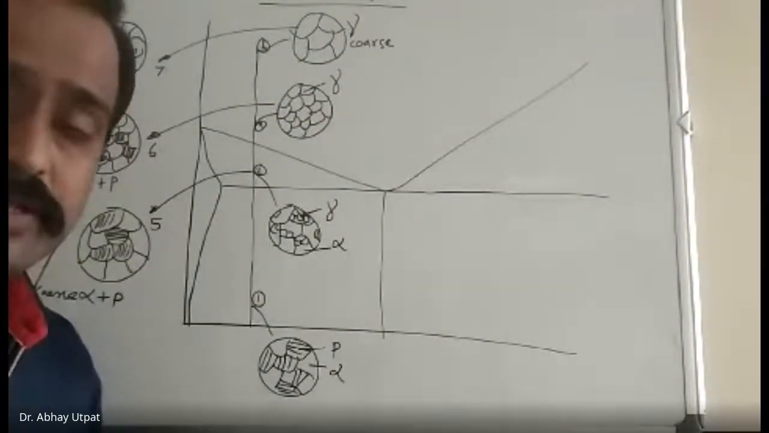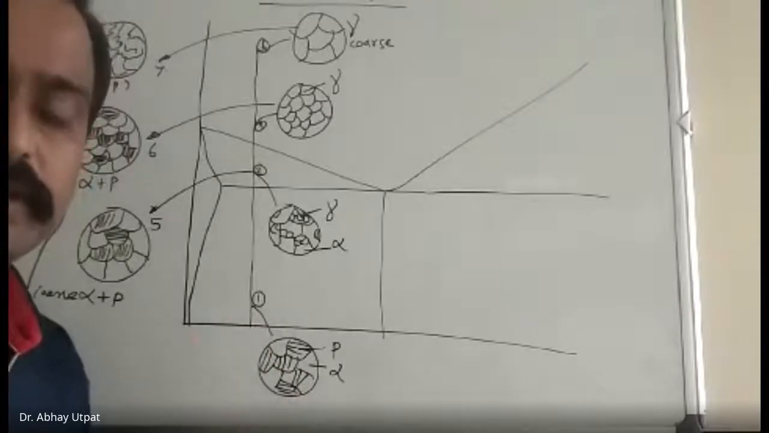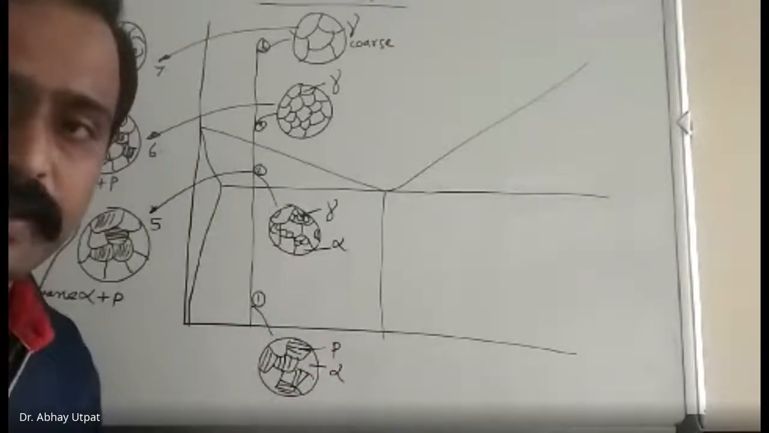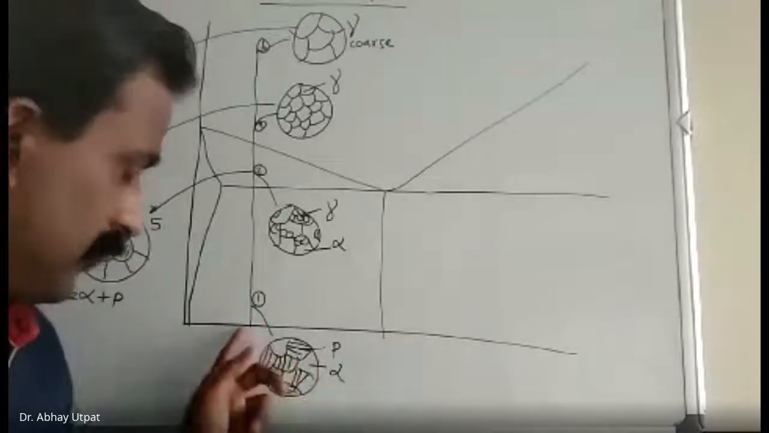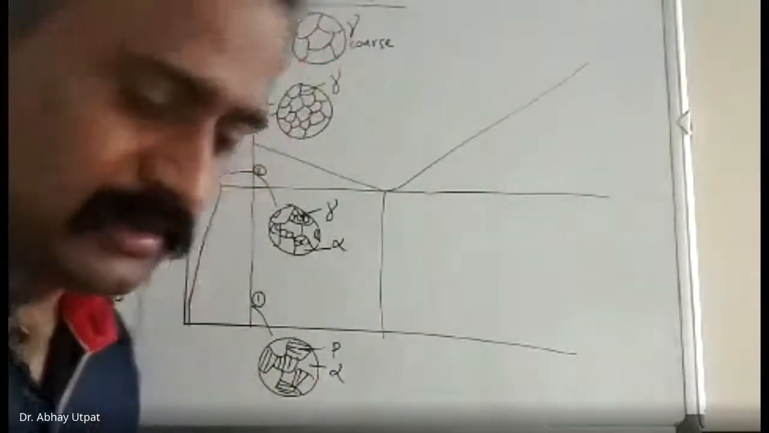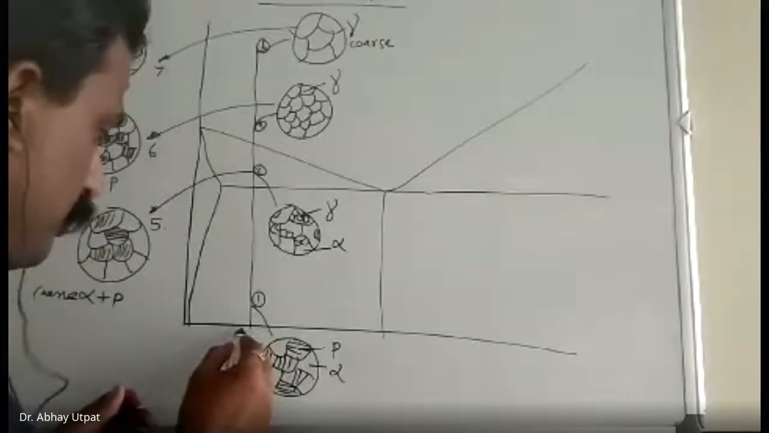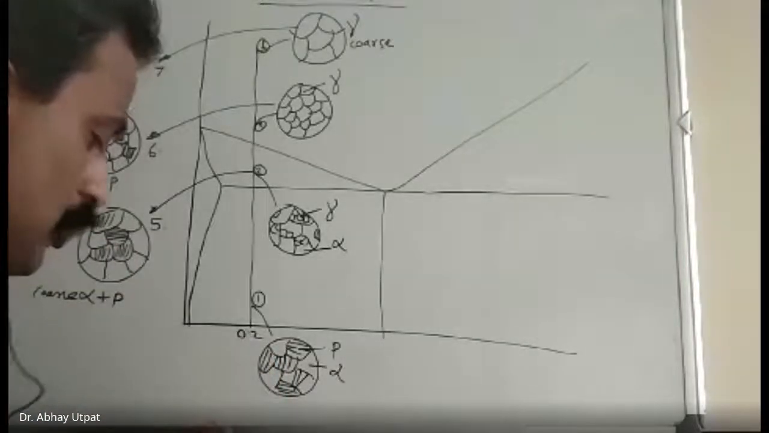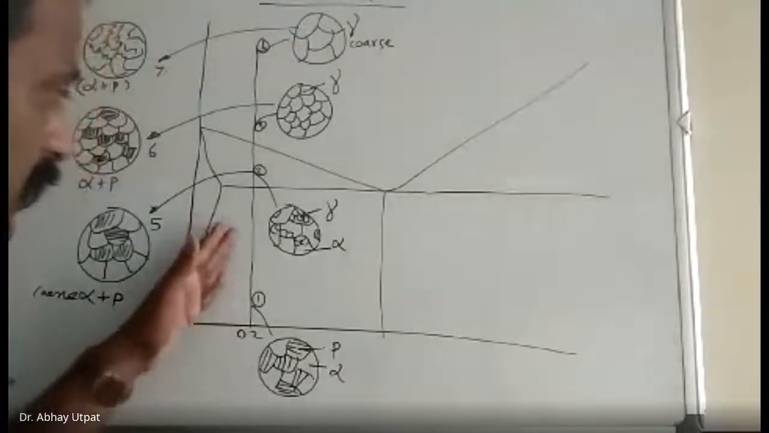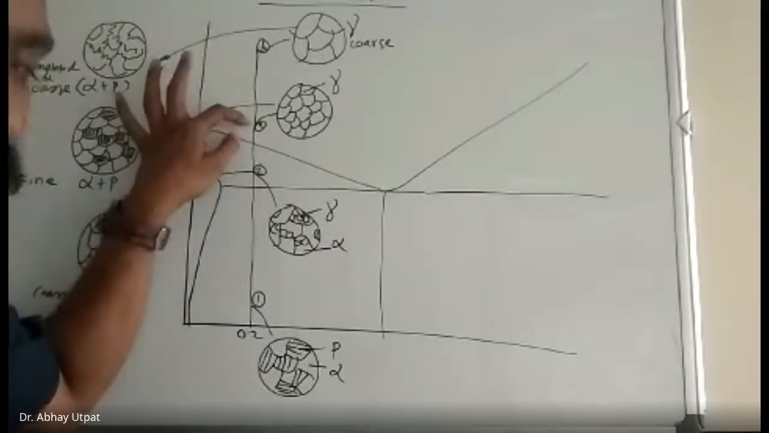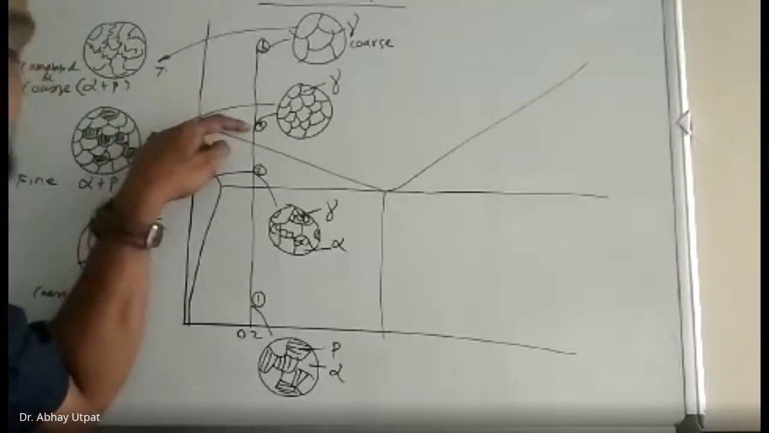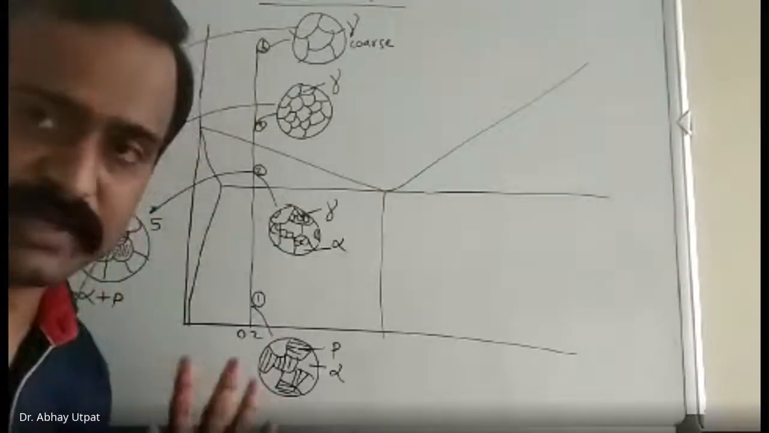So what is the heating temperature for full annealing? Just turn the page back and see. A3 plus 20 to 40. So if you take 0.2% carbon steel, this is 0.2% carbon steel. For 0.2% carbon steel, if you draw a vertical line where it cuts the A3, above that 20 to 40. So it will be at point 5. This is our desirable heating temperature.